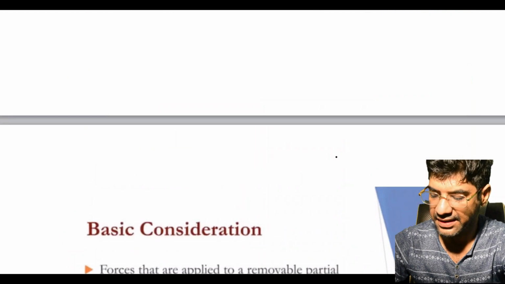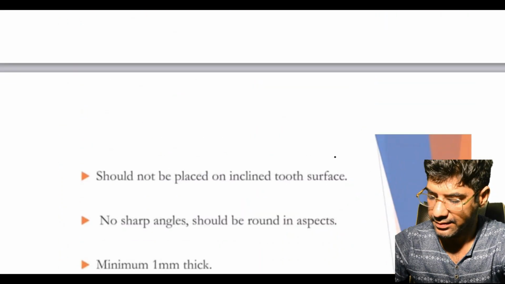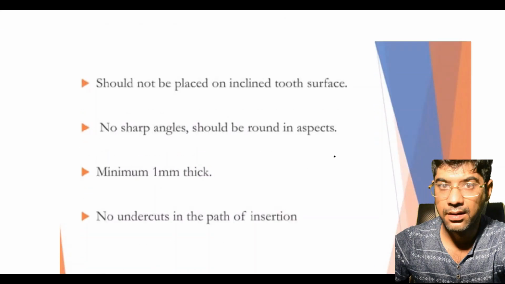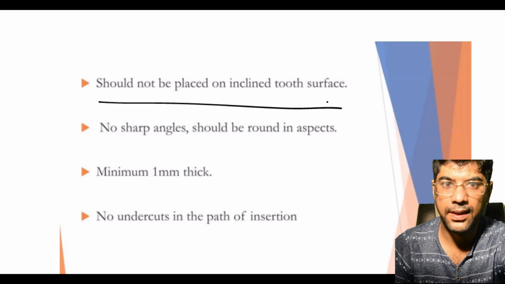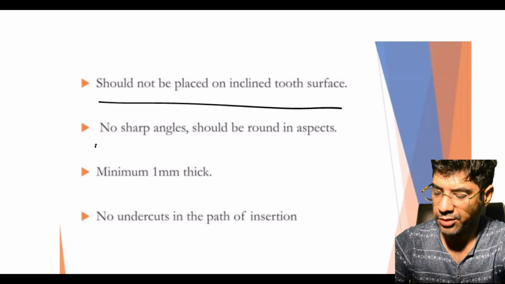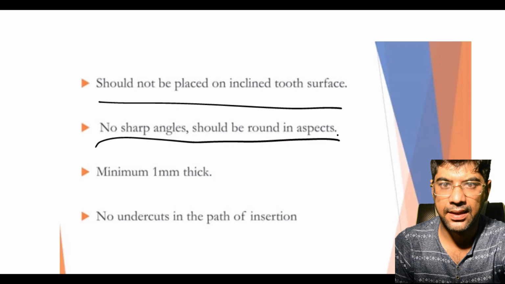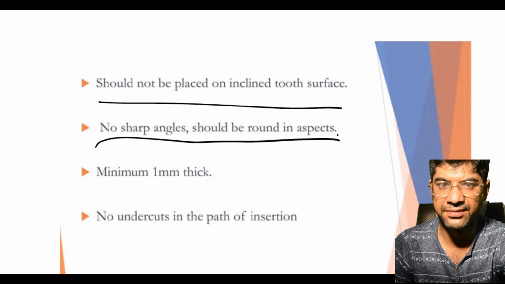Now let us discuss the design of the rest seat. The rest seat should have smooth, rounded contours. There should be no sharp angles. Sharp angles can create points of stress and increase the risk of damage to the tooth and the denture. The seat should be rounded to evenly distribute forces and minimize stress concentration.